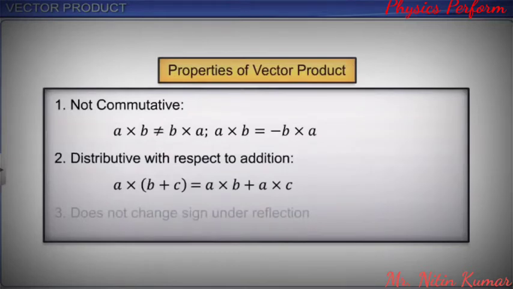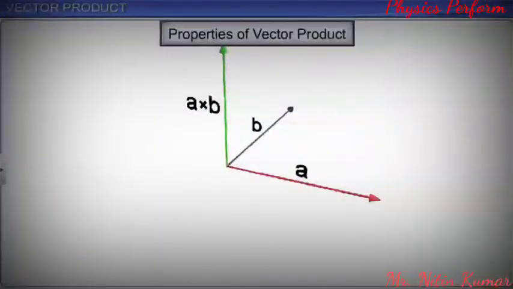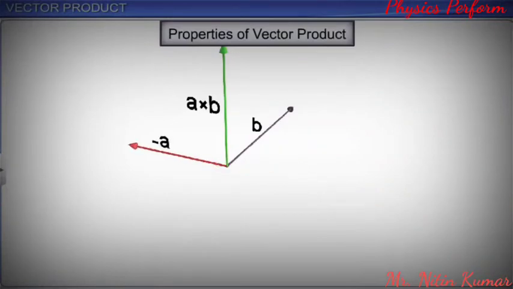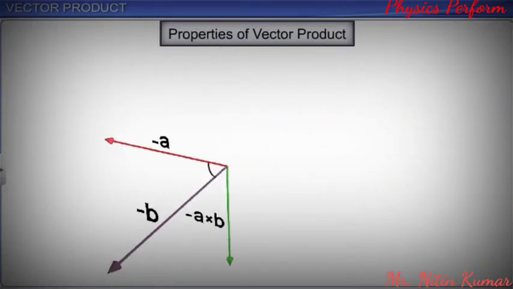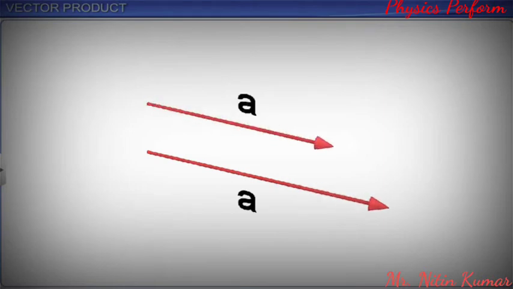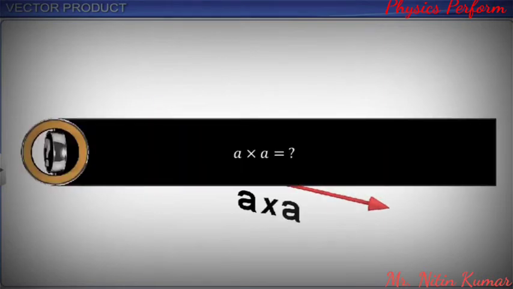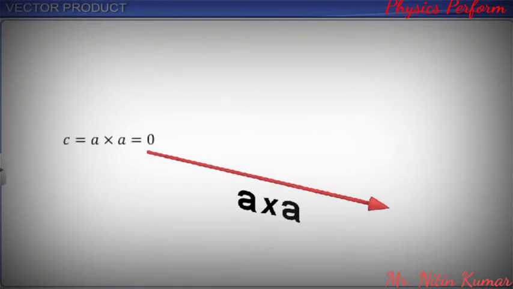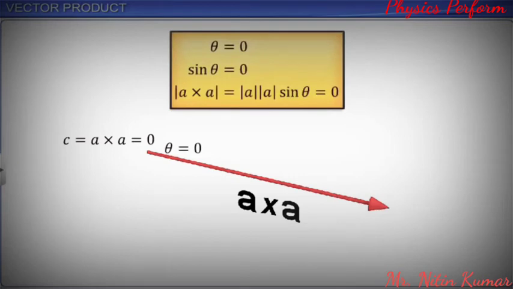The vector product does not change its sign under reflection. That is, if we replace A with minus A and B with minus B, there will be no change in the sign of A cross B. What is the vector product of two identical vectors, say A and A? It is equal to 0, because for theta is equal to 0, sin theta is equal to 0.